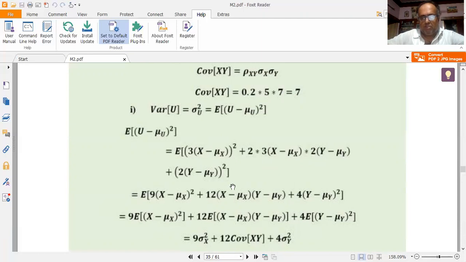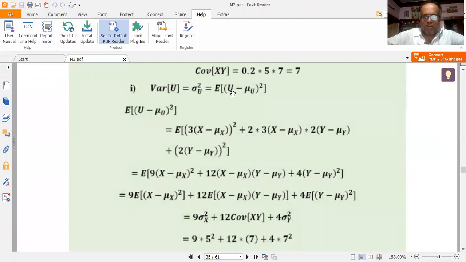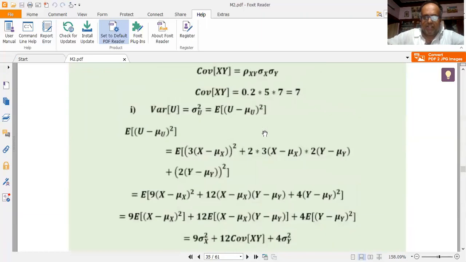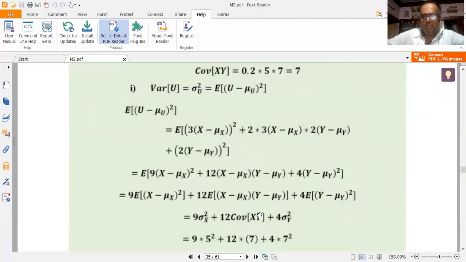Here while expanding, you should be a little bit careful. We have to write u is equal to 3x plus 2y. Similarly, mu u is also equal to 3 mu x plus 2 mu y. Substitute the value of mu x and mu y and then get the results accordingly at the end. We can proceed in any way, but the final expression for the variance of u should come to the same expression. Now I shall follow one method.